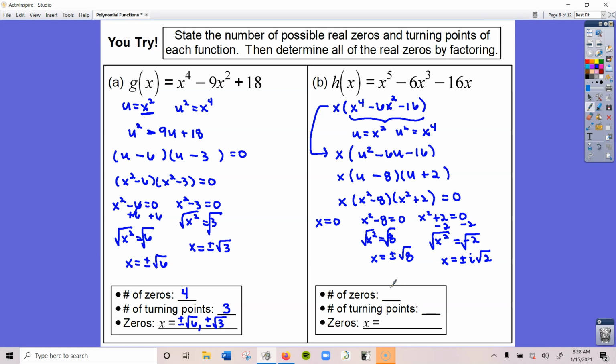So based on my equation, I should have 5 zeros and 4 turning points. And then here, remember, we're only determining the real zeros. So x was equal to 0, as well as plus or minus the square root of 8. Keep in mind, the square root of 8 can be simplified. 8 is 4 and 2, and then 4 is 2 and 2. So we can rewrite this also as plus or minus 2 square root of 2.